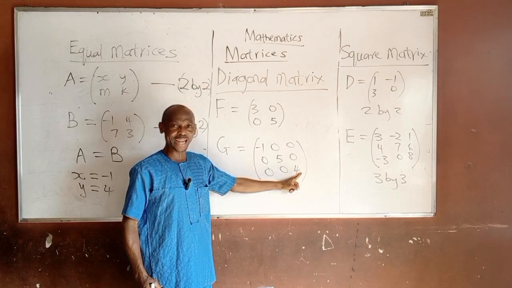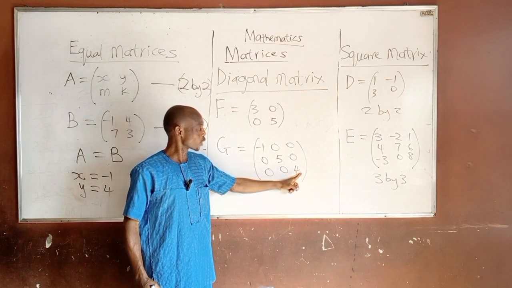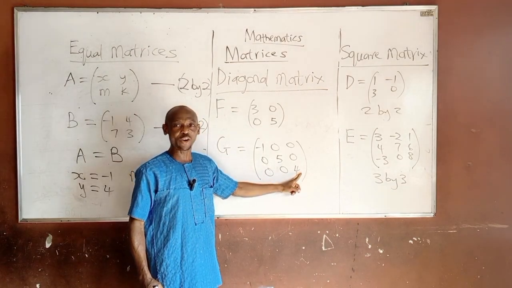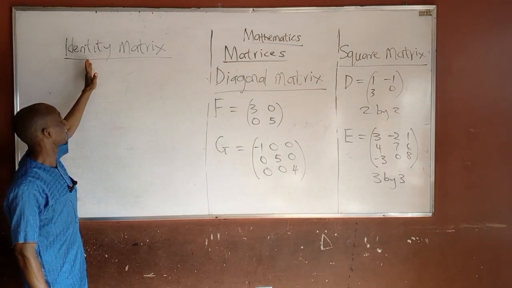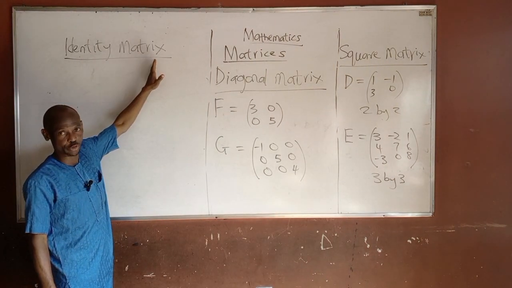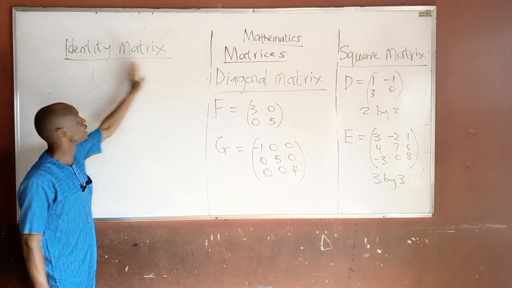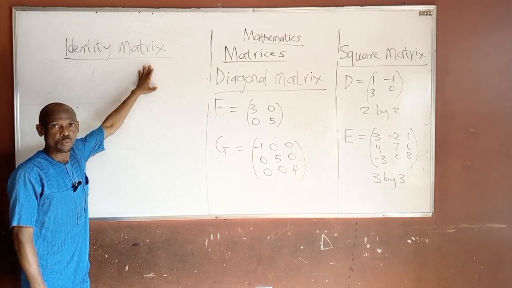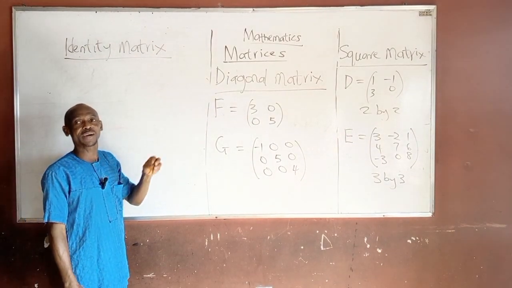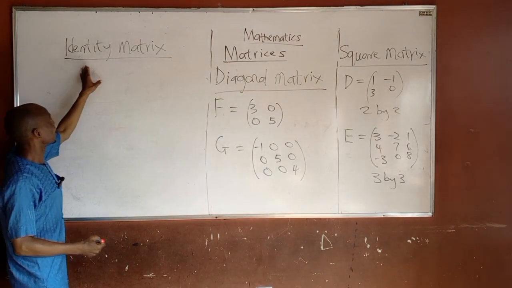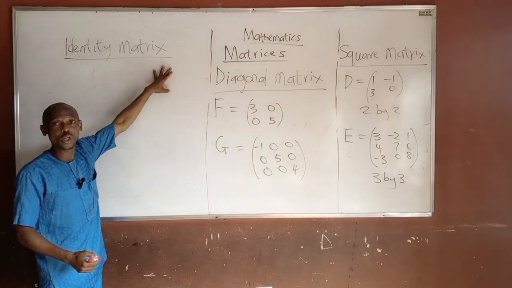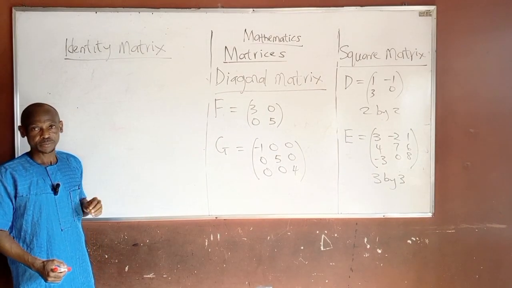This is the main diagonal. So that is what we refer to as what? A diagonal matrix. Now, we are going to look at identity matrix. We have 2 types of identity matrix. But first, let's define what is an identity matrix.